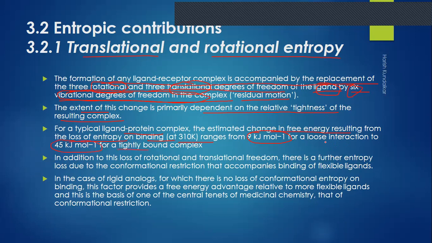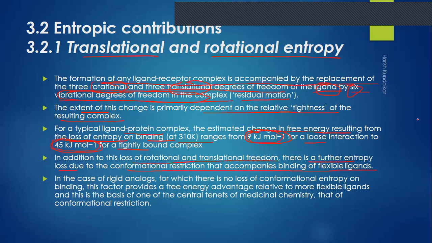Okay, so if we are talking of a ligand which is very loosely binding to its receptor, the loss of entropy energy on binding may be as low as 9 kilojoules per mole. Whereas for a ligand which is binding very tightly with its receptor, the loss in entropy may be as high as 45 kilojoules per mole. In addition to this loss of rotational and translational freedom, there is further entropy loss due to conformational restriction that accompanies the binding of flexible ligands.